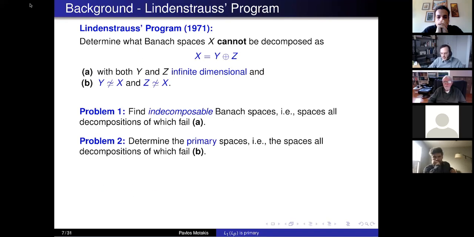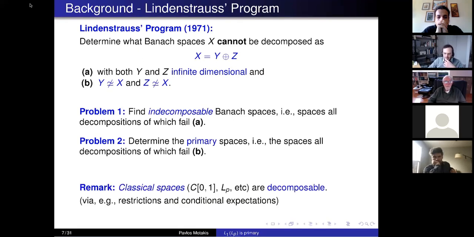A remark that is worth making is that classical spaces are always decomposable. You really have to find very exotic examples for them to be indecomposable. For example, if you look at function spaces, standard ways of decomposing them are by taking restrictions and conditional expectations and things like that. So these maps define projections with infinite dimensional image and infinite dimensional complement.